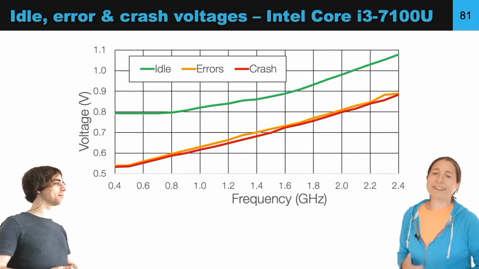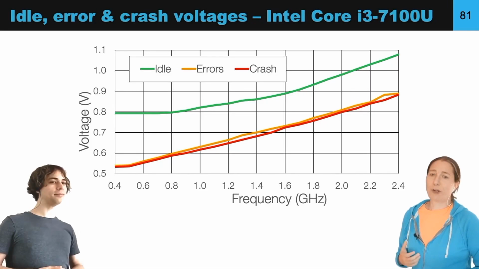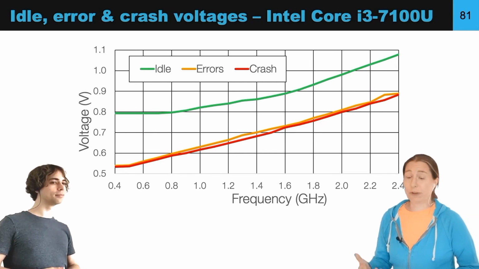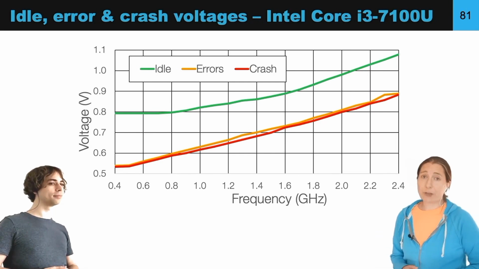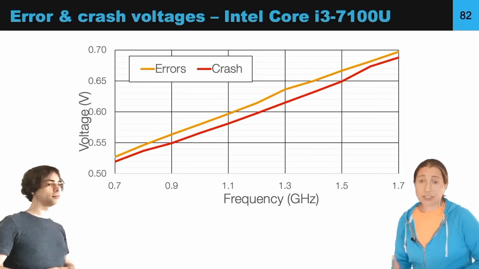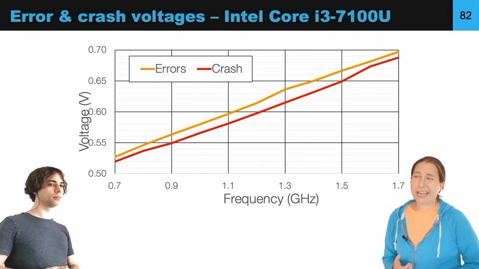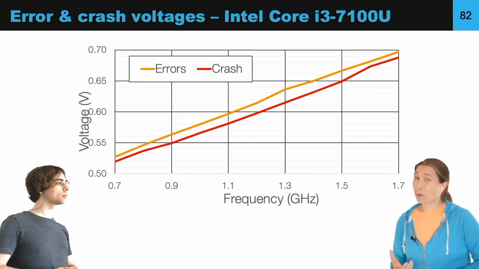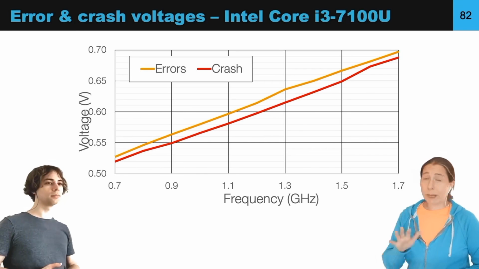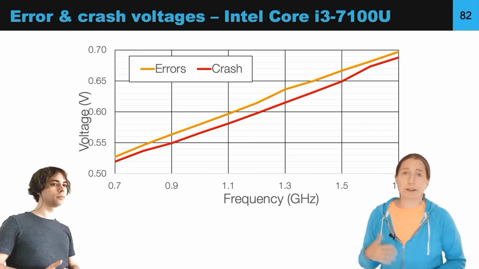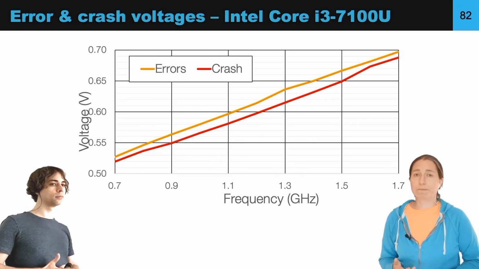But here you can see an actual graph of a crash and a fault, and it looks like they're pretty close together. But actually, if you get to the frequencies in the middle, we found those to be the most stable. And you've got maybe 20, maybe 10 millivolts to play with there. So you've got just enough to keep the computer stable.